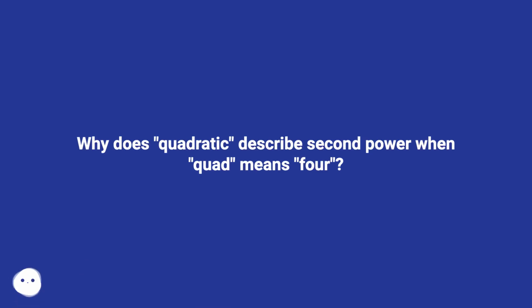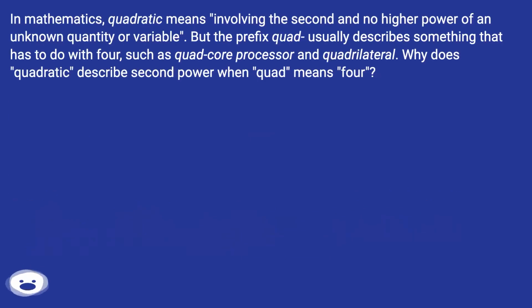Why does quadratic describe second power when quad means 4? In mathematics, quadratic means involving the second and no higher power of an unknown quantity or variable. But the prefix quad usually describes something that has to do with 4, such as quad-core processor and quadrilateral. Why does quadratic describe second power when quad means 4?